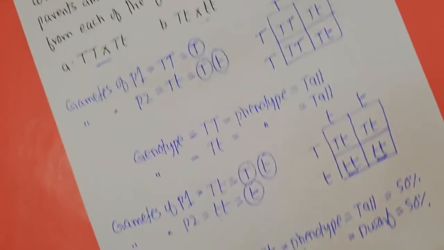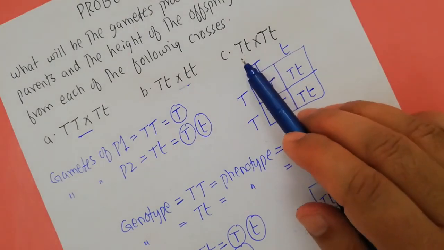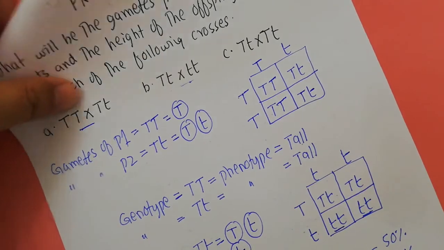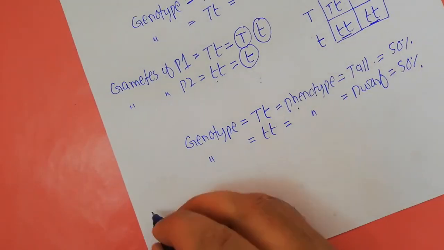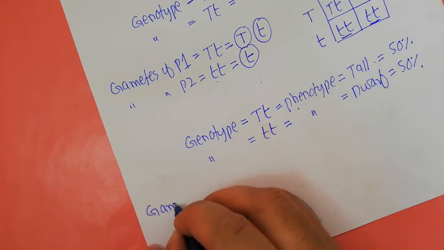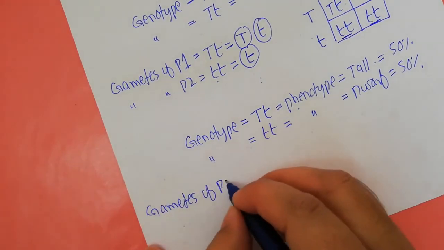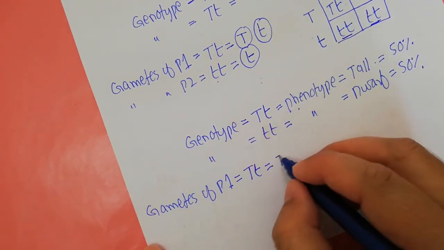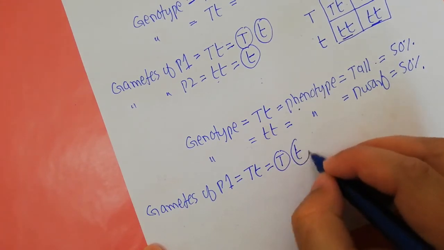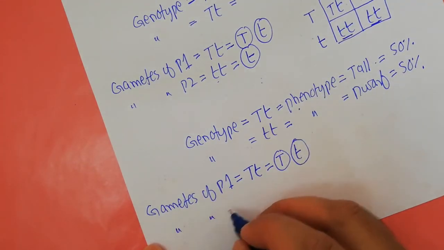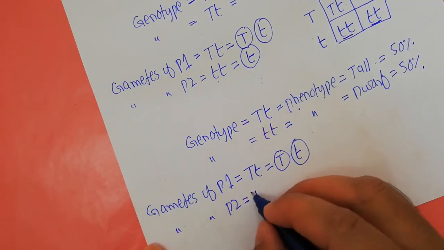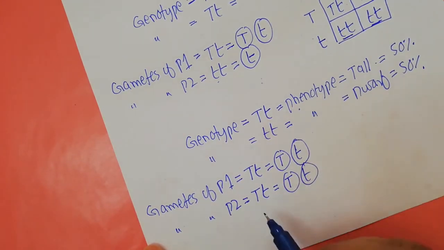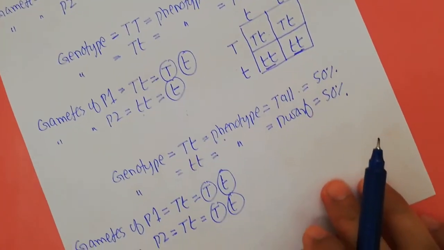Now let us talk about the last one, where you are crossing two heterozygous tall plants to each other. So what will be the gametes produced by these parents? The genotype of parent number 1 is heterozygous tall, and you all know that a heterozygous tall plant can produce two kinds of gametes, with the capital T and the small t. The gametes of parent number 2, again heterozygous tall, can also produce two kinds of gametes, the capital T and the small t. So these are the gametes that you can produce from these parents.